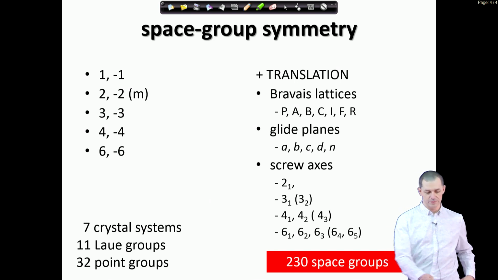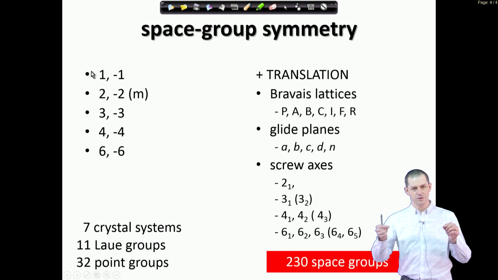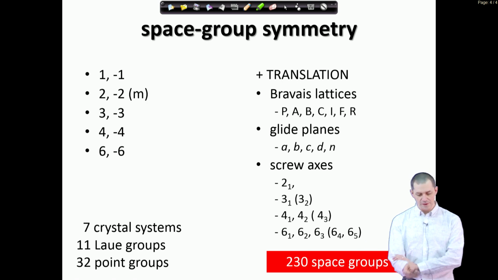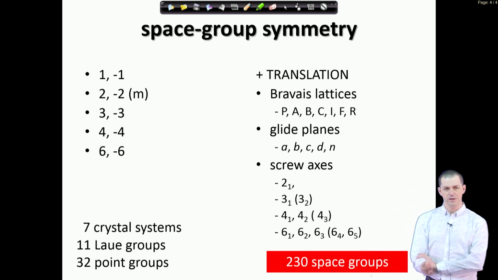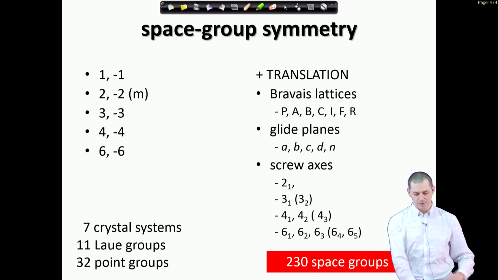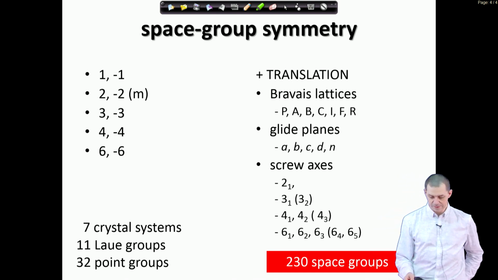If you combine the translation with just the trivial symmetries, so pure translation, you obtain a lattice, and you can find that there are 14 different types of lattices that differ by their symmetry. And these are so-called Bravais lattices. We'll come to that on the next slide.